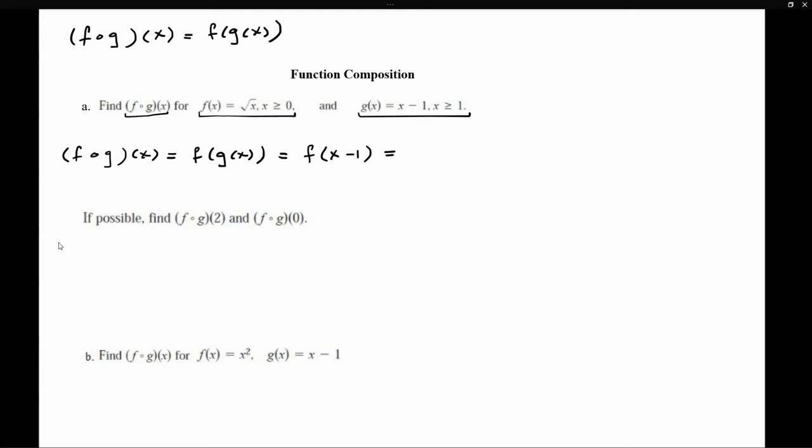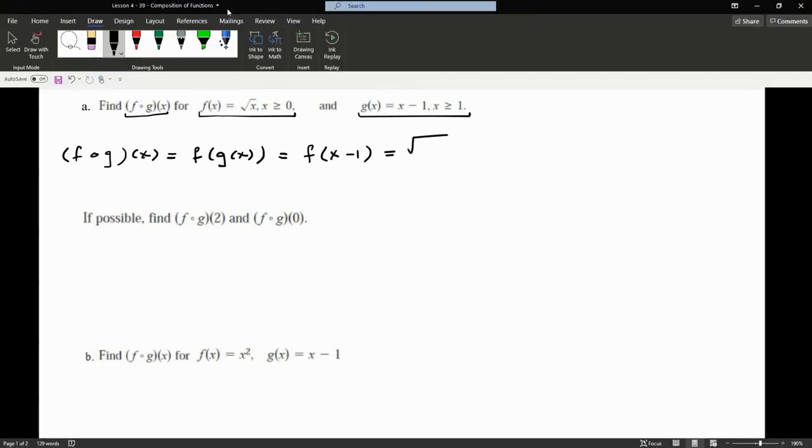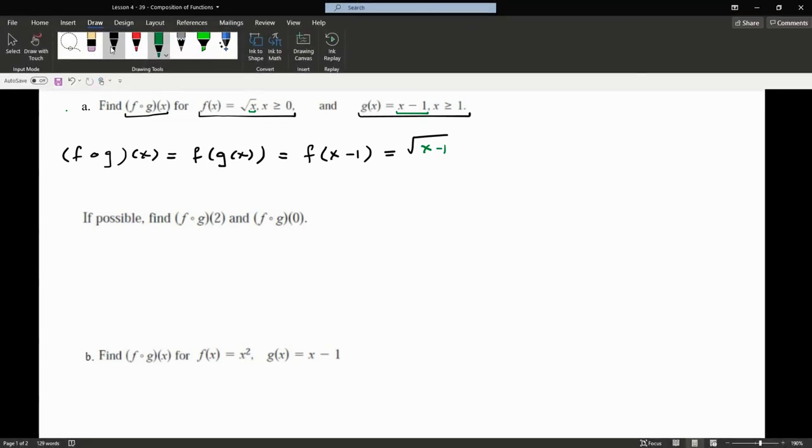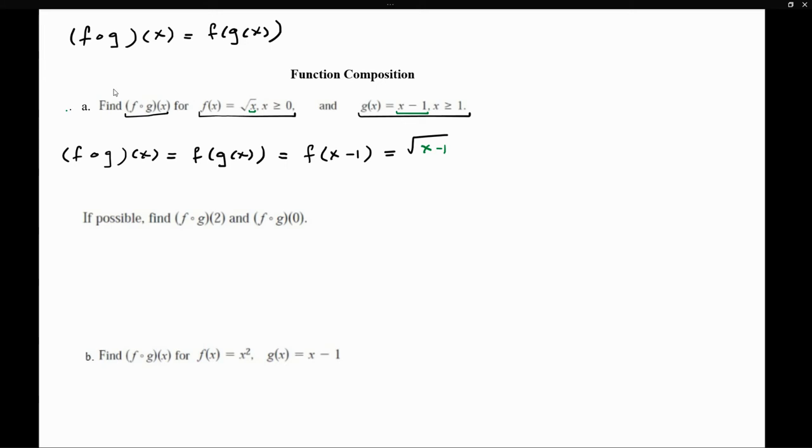So where's f of x? f of x is just the square root of x. And every time we see an x in the square root of x, which we do have here, I'm just going to substitute it with the function x minus 1. And this is it. Our composition of f composed with g is equivalent to just the square root of x minus 1.